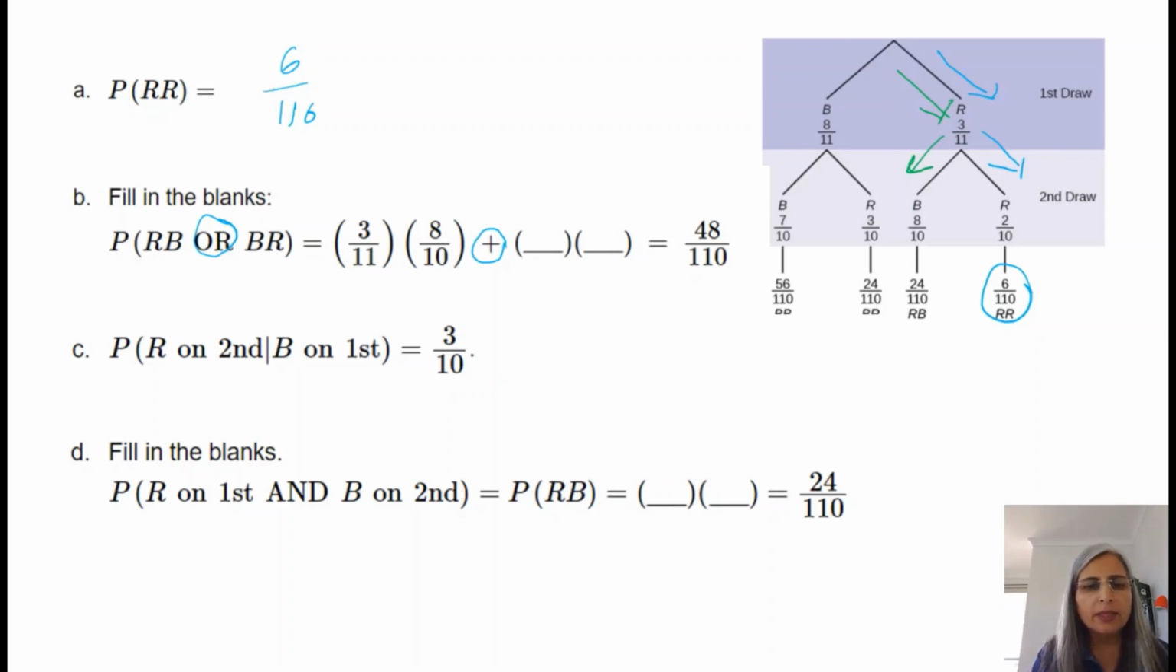However, when we consider the choice of BR, then we are moving the other way around. So we are moving towards B first and then towards R in the tree diagram. Although it again comes out to be 24 out of 110, the factors that are multiplied are different. So the first factor is 8 out of 11, and the second factor is 3 out of 10. Am I right? And the answer would be 48 out of 110, which you can obviously compute.